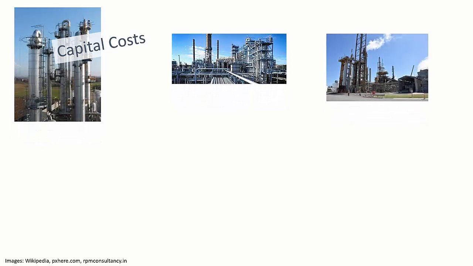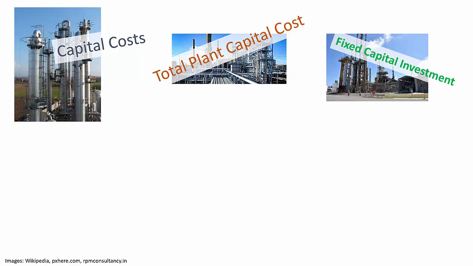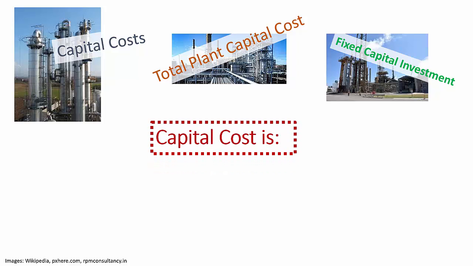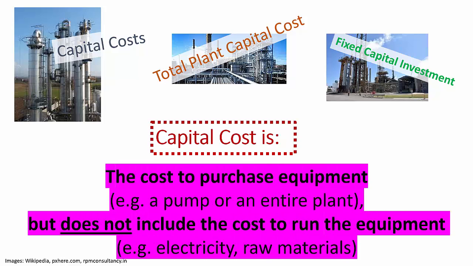You may have heard these terms being thrown around in chemical engineering circles: capital costs, total plant capital costs, fixed capital investment, and you may be wondering what they mean. Capital cost is a very simple term. It is not that complicated. It's just the cost to purchase equipment such as a pump or an entire plant, but it does not include the cost to run the equipment. So capital costs do not include steam, electricity, raw materials, and other ongoing costs.